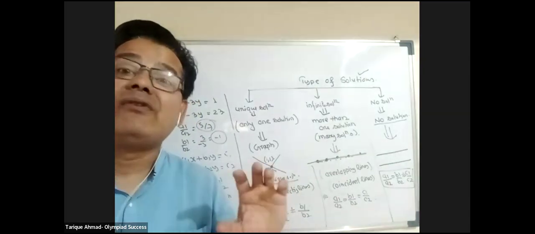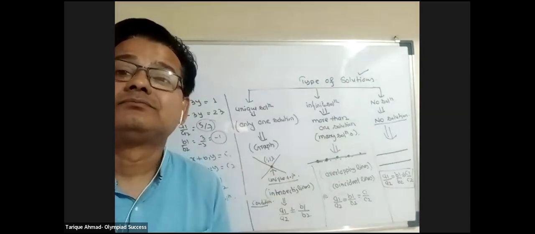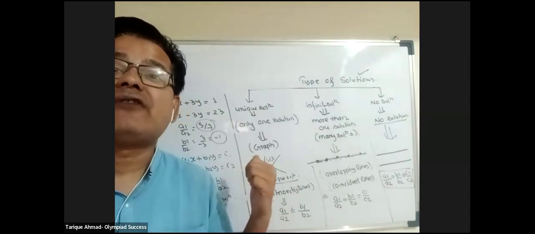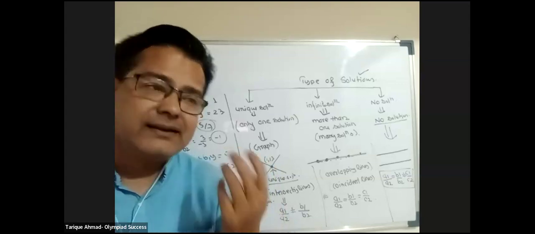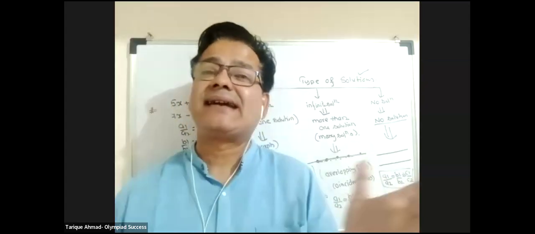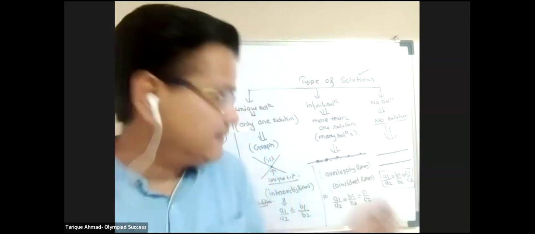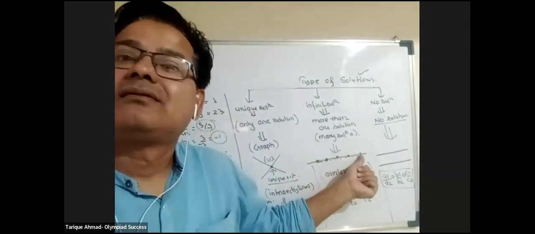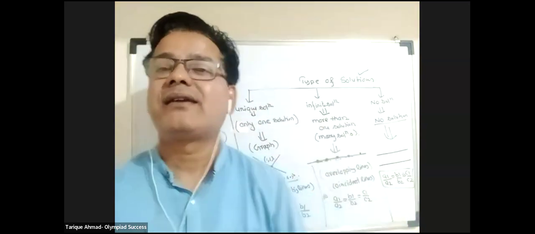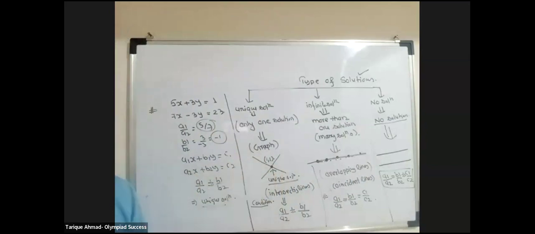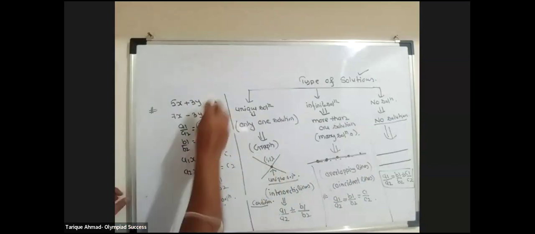One solution. When we draw the graph, they intersect. But at how many points? That is also important. Yes, that is the correct answer. They will meet at one point only. That is the meaning of unique solution: intersecting at only one point.